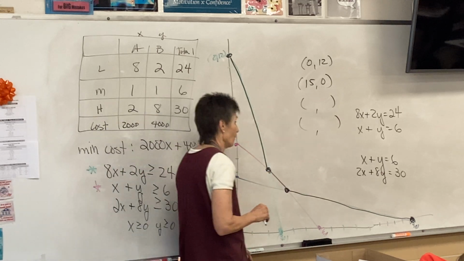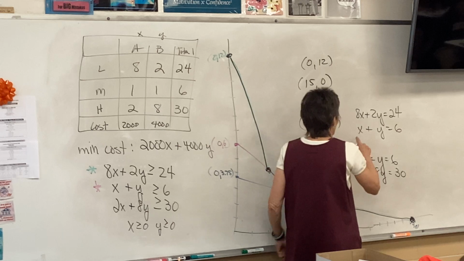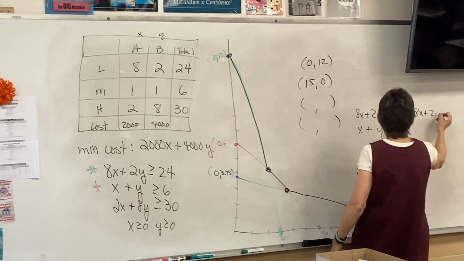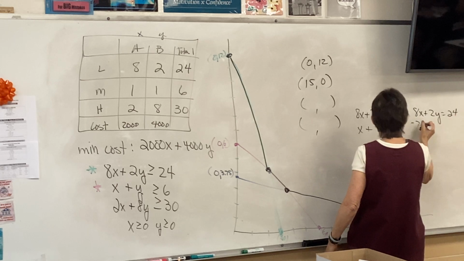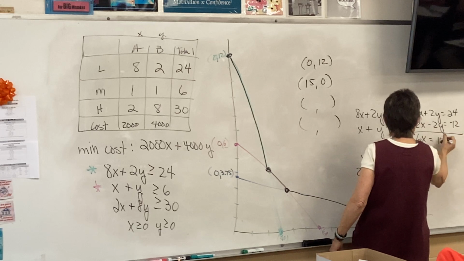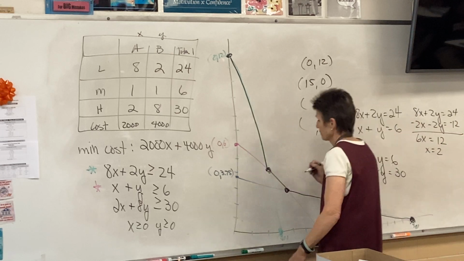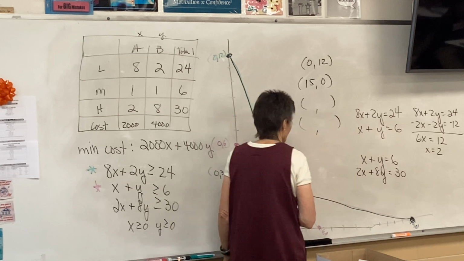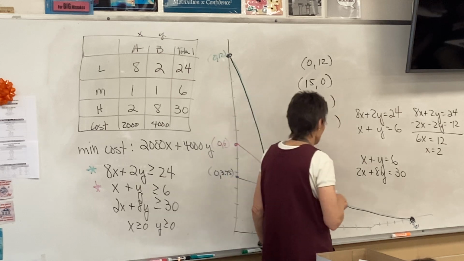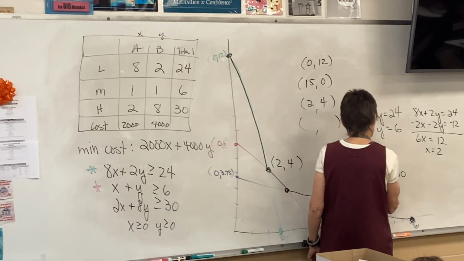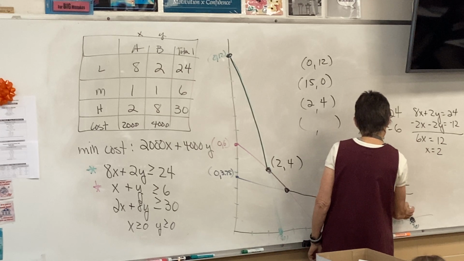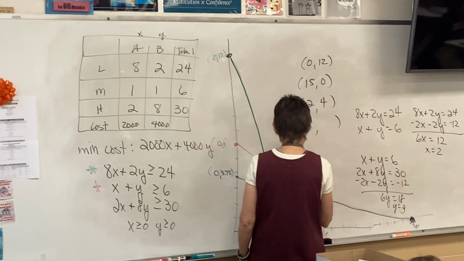All right, so here we go. I'm going to do elimination. You don't have to do elimination. You can do whatever flips your switch. I got 2, 4 for that one. You're double checking my work. And I got 3, 3 for this one.